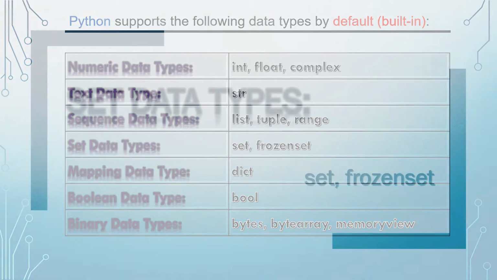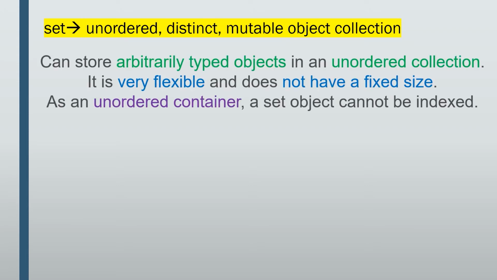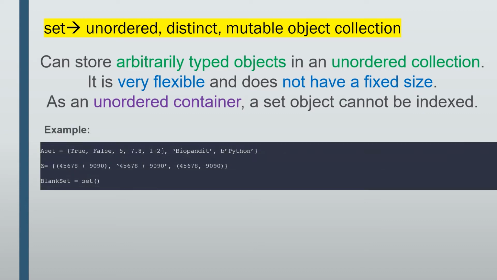So let's start now. The set data type contains two types of data, set and frozen set. Set is an unordered, distinct and mutable object collection. It is unordered, so it cannot be indexed, and it does not have any fixed length. You can store any type of data in an unordered fashion, but the data should be distinct. Each element of a set object should not repeat. You can store any type of data within curly brackets to make a set object.